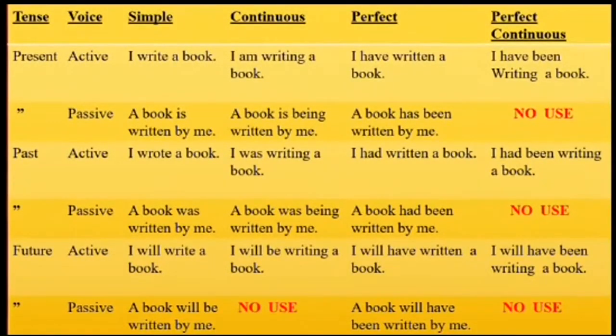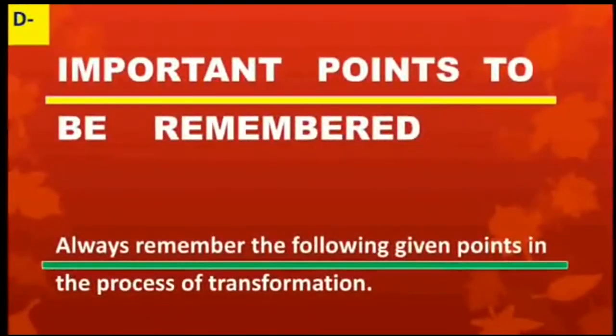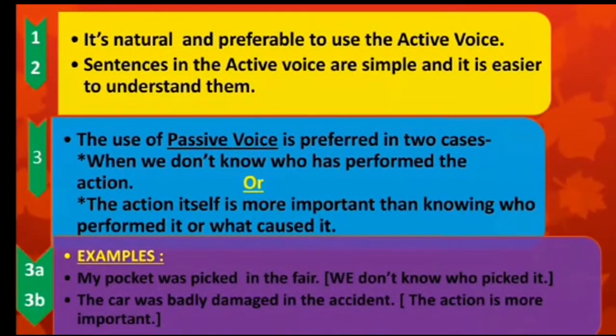The following table clearly brings out the transformation of voice. See it carefully. While doing the transformation of voice, we must keep some points in our notice. These are as follows. Point 1. It is natural and preferable to use the active voice. Point 2. Sentences in the active voice are simple and it is easier to understand them. Point 3. The use of passive voice is preferred in two cases. The first, when we do not know who has performed the action. The second, when the action itself is more important than knowing who performed it or what caused it. See the given example to understand it better.